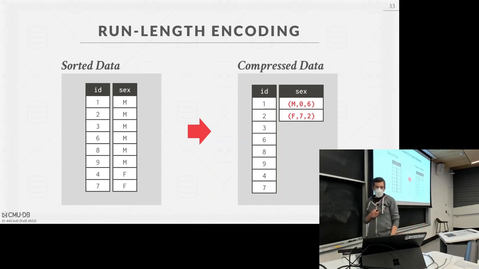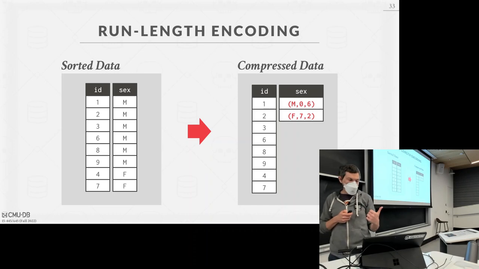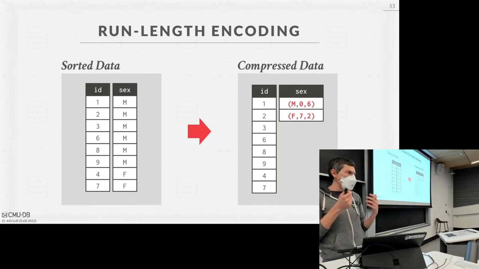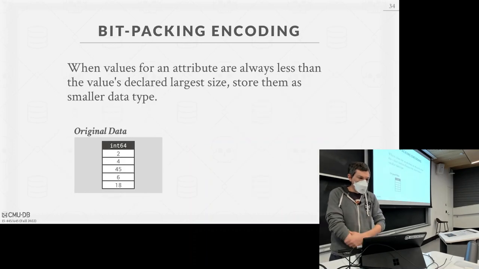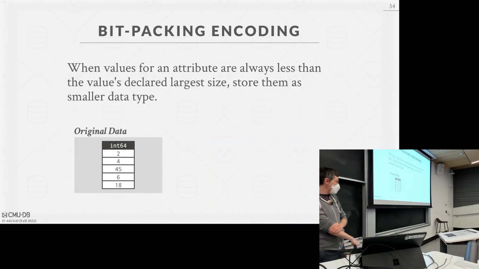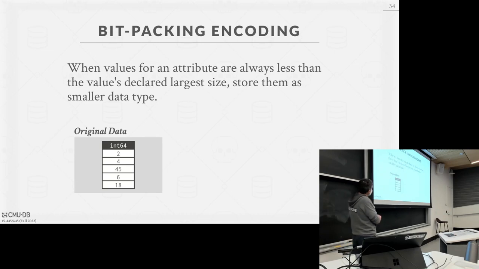All right, so that's run-length encoding. That's very common, but it only works, again, if you have a small number of values or unique values within a column. Another approach is called bit packing. And the idea here is that if the data system can recognize that the values that you're storing within a given column are less than the potential largest size of that column could actually be, maybe you don't need to allocate all the bits that you would normally have to allocate to store the same data.